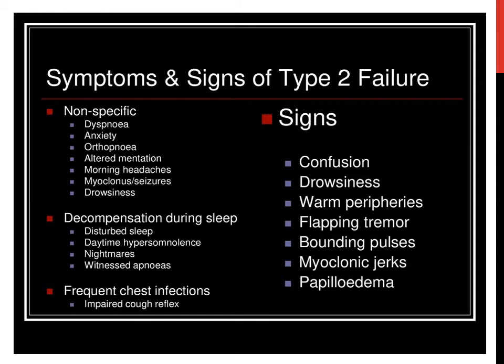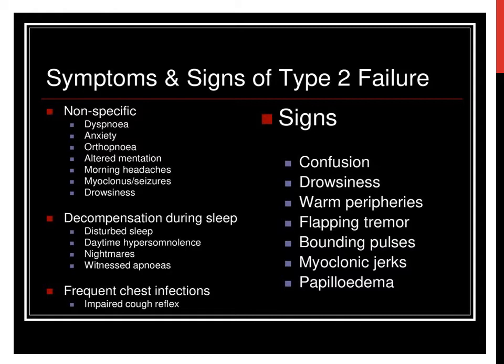The next sign is papilloedema. Papilloedema is swelling of the optic nerve. The optic disc is present in the eyes, and this optic disc will have swelling. These are the signs of type 2 respiratory failure.